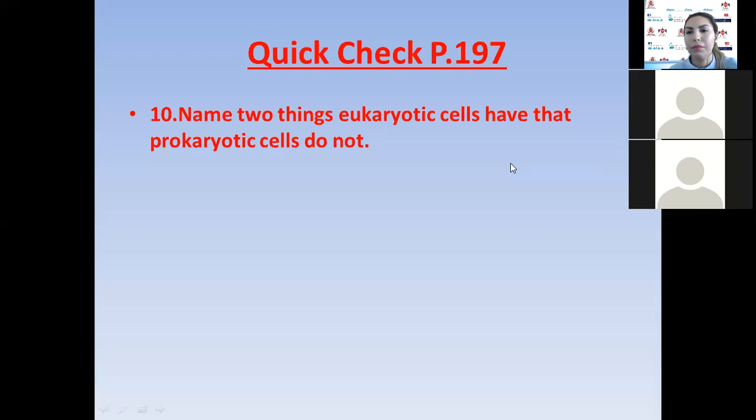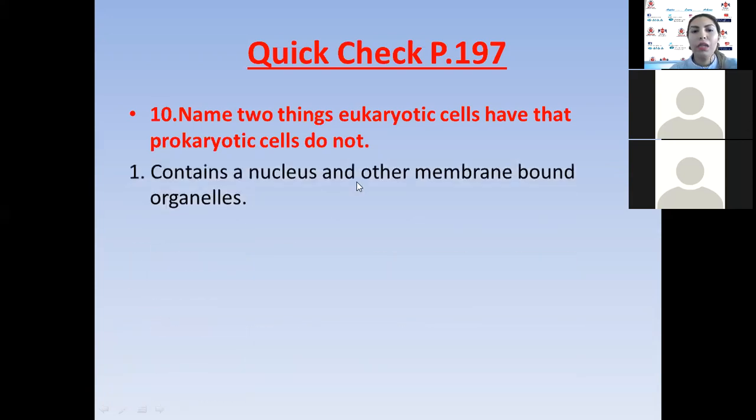Eukaryotic cells have a nucleus, and prokaryotic cells don't have a nucleus. And eukaryotic cells have rod-shaped chromosomes, and prokaryotic cells have circular chromosomes. Great job. Thank you so much, Khaled. So number one, eukaryotic cells contain a nucleus and other membrane-bound organelles. Number two, they have rod-shaped chromosomes.